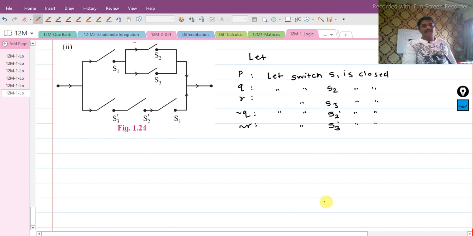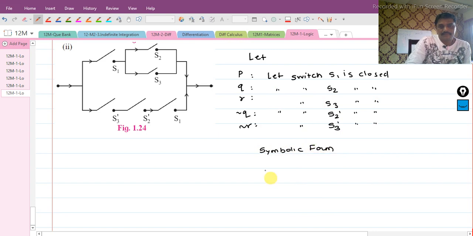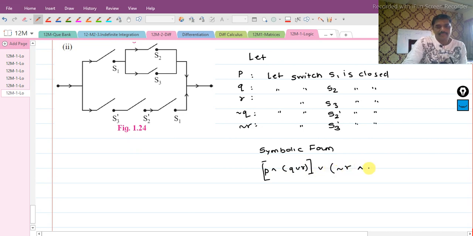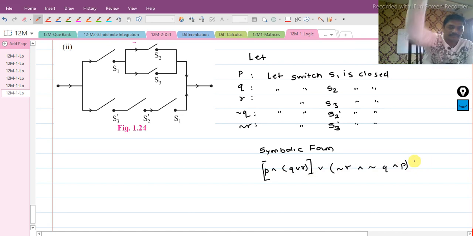Is this okay? Now what is the symbolic form of the given statement? Tell me. This is P and Q or R, and this is further ORed with negation R and negation Q and P. Well, it is something like this. I have to simplify this now. Tell me, how will we do it?